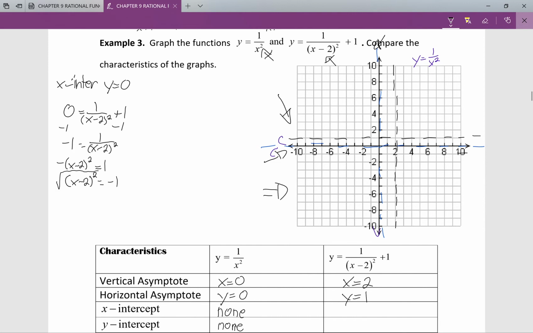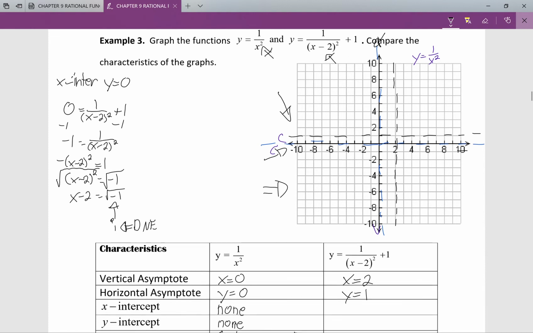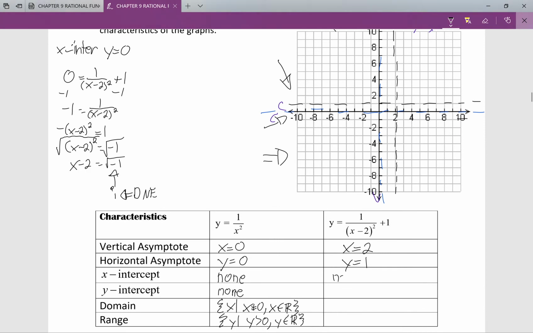I take the square root of both sides, and I get x minus 2 equals the square root of negative 1. Now, some of you that are a bit more savvy may realize that the square root of negative 1 is equal to i, and i is the symbol we use for an imaginary number. But even though we have a letter and we call it an imaginary number, in the real number system, we still say it doesn't exist. So for my x-intercept, I'm just going to say I don't have one.